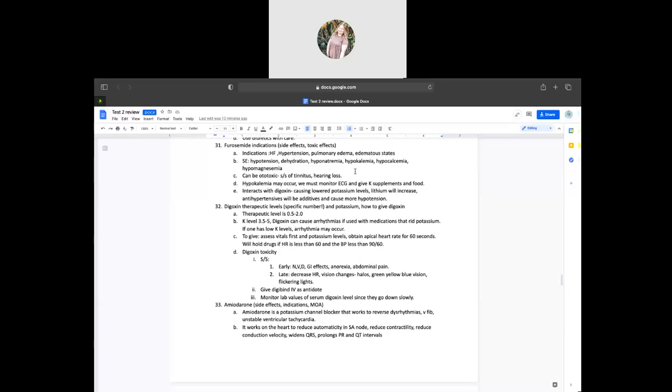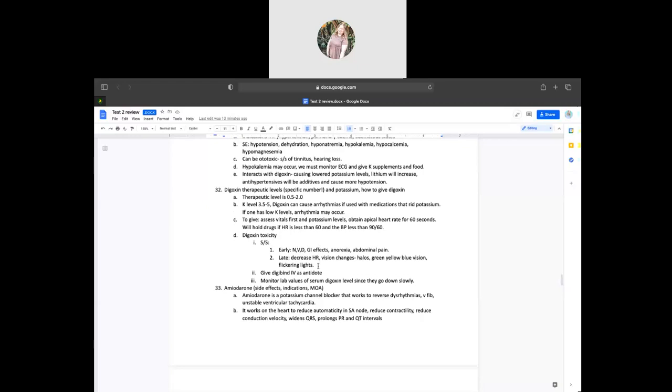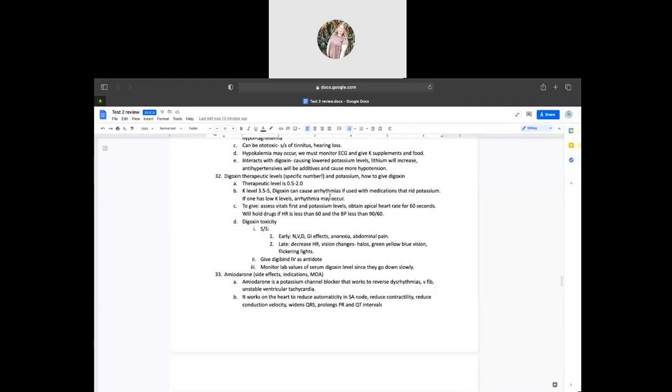Back to digoxin. The therapeutic level is 0.5 to 2.0. You must know your therapeutic level on the test tomorrow, because if it's not in the therapeutic level, we will not give it. We need to also monitor the potassium level, 3.5 to 5. Digoxin can cause arrhythmias if used with medications that rid potassium. Again, we mentioned that earlier. Remember, no furosemide with digoxin. If one has low potassium levels, arrhythmia can occur, which can be very dangerous and life-threatening.